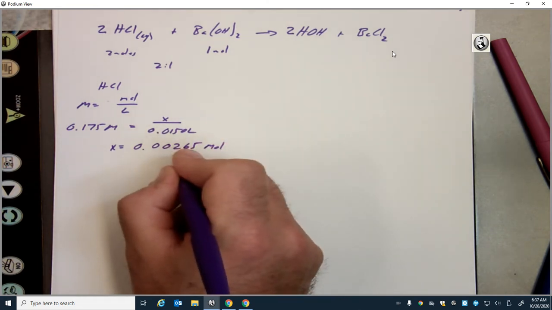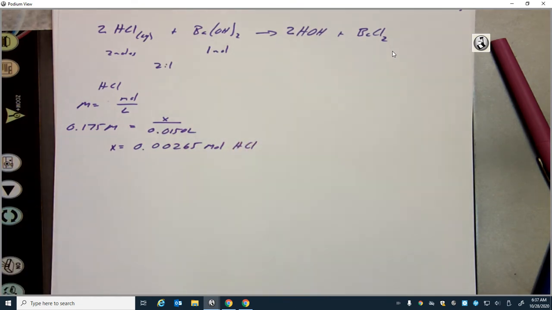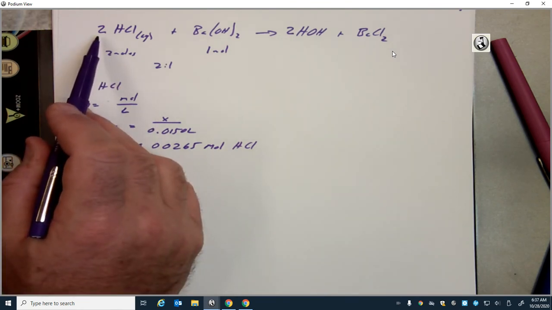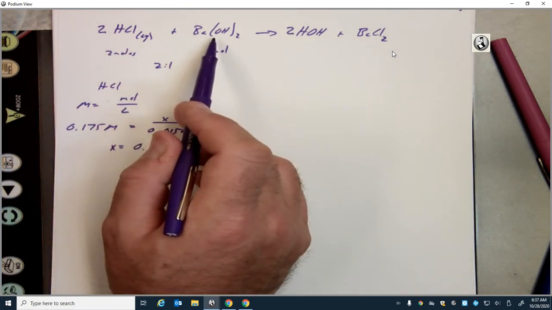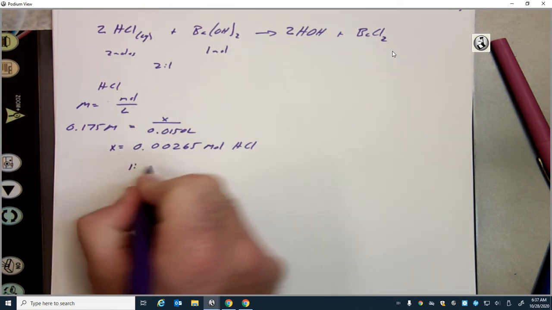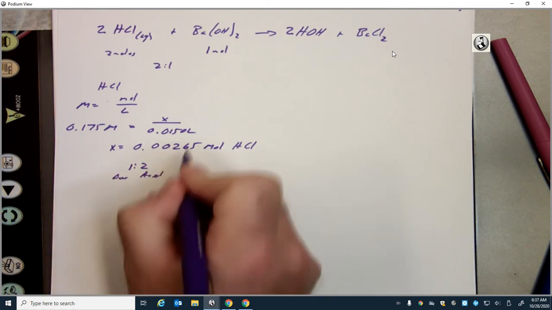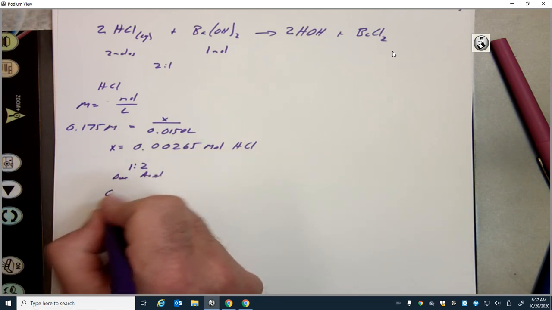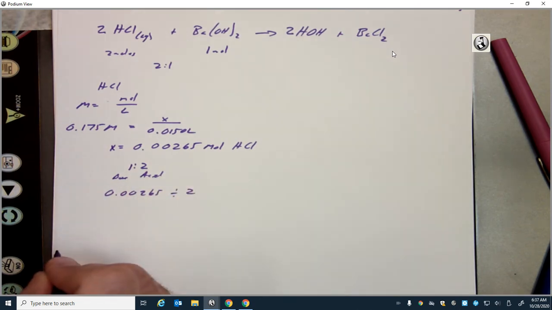So I use 0.00265 moles of HCl. Okay. So remember, I need twice as much hydrochloric acid to reduce the barium hydroxide. So I have twice as many moles. Right. So because it's a 1-to-2 ratio of base to acid, I have to take this number, 0.00265, and divide it by 2.